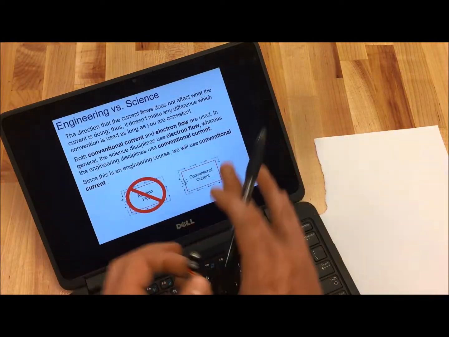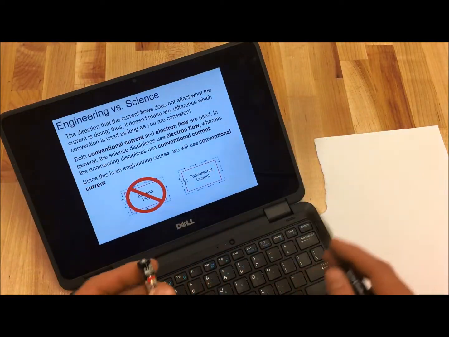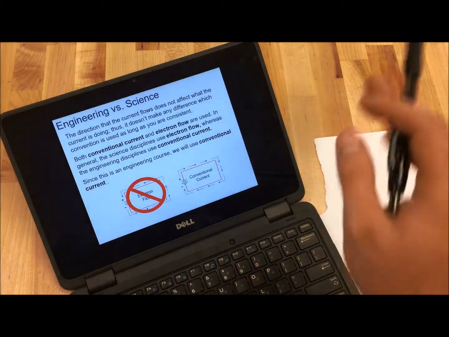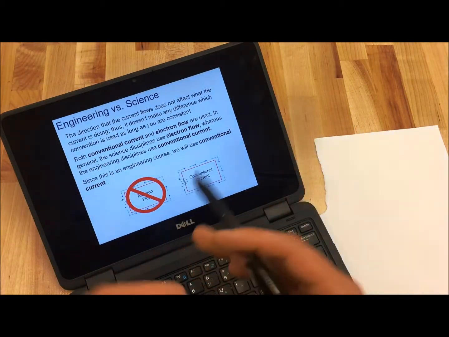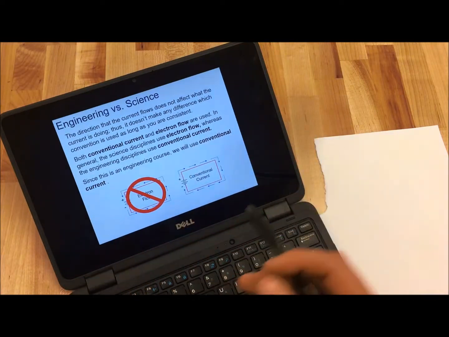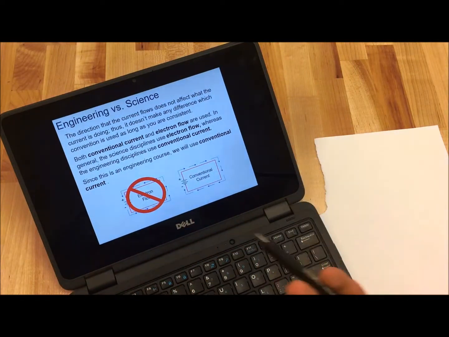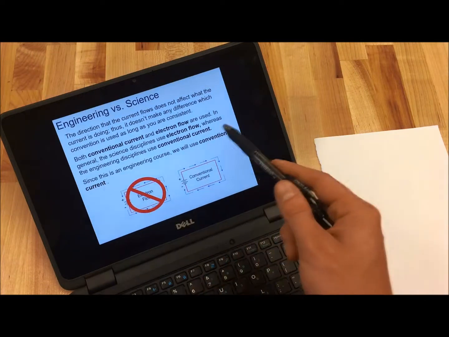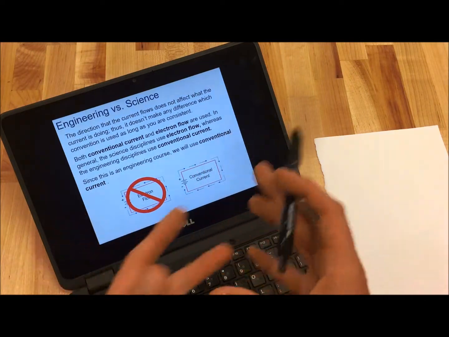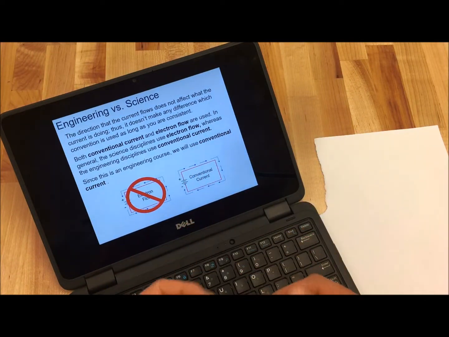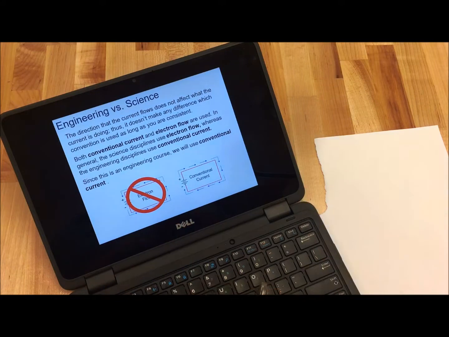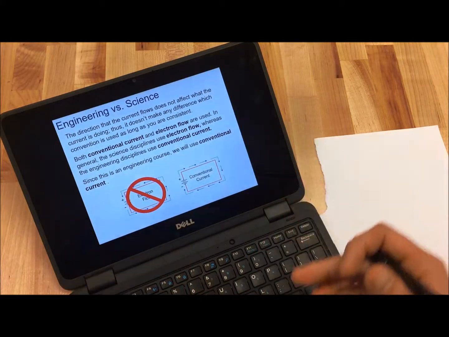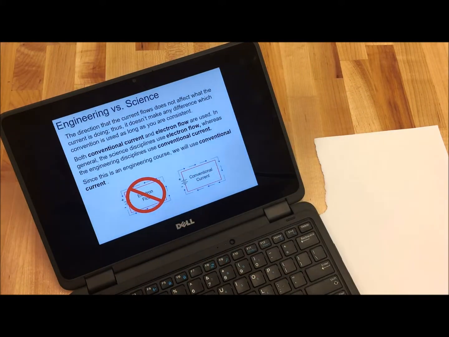Now, engineering versus science. The reason we bring this up is that you're going to see this two different ways, especially if you get into different science classes. Engineering, and I don't know why the rule is this, but it is the way it is. Typically in engineering fields, we use conventional current, whereas in science, they typically use electron flow. So you need to know that both exist, but in this class, and most likely in other engineering classes, you are going to use conventional current.